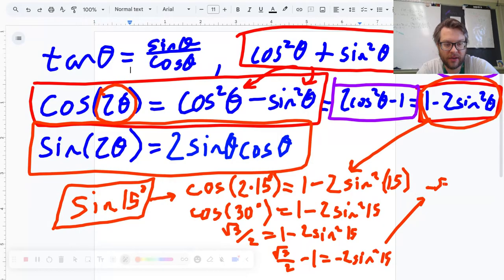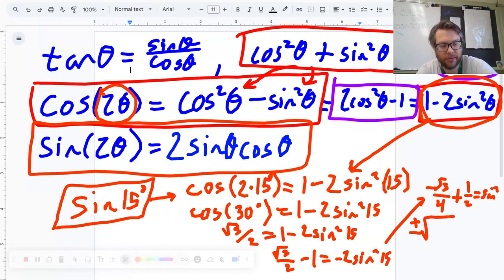So now I have negative root 3 over 4, and positive 1 over 2 is equal to sine squared of 15. And then I take the square root. And when you take a square root, you get a plus or minus. So we'll talk about that in just a second. I'm going to do a common denominator. So I'm going to make the 1/2 into a 2 over 4. So I have negative root 3 plus 2 over 4 is going to be sine of 15.